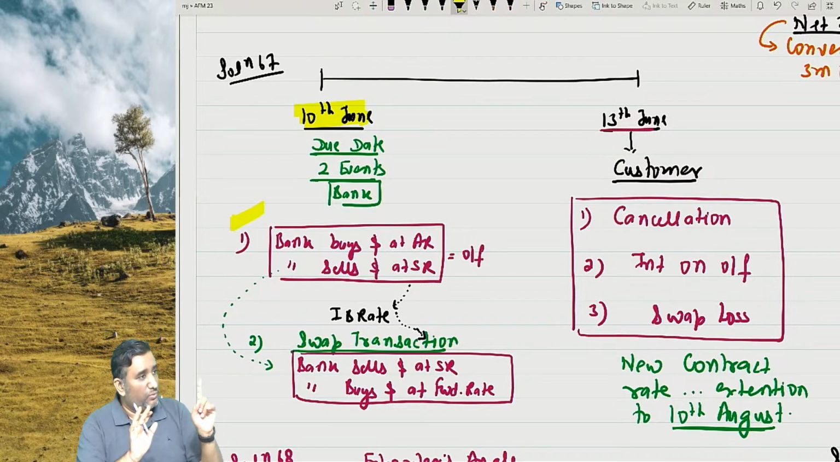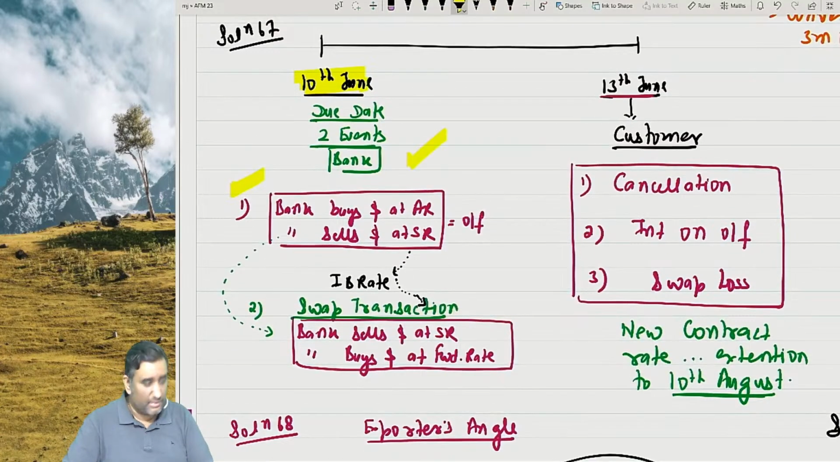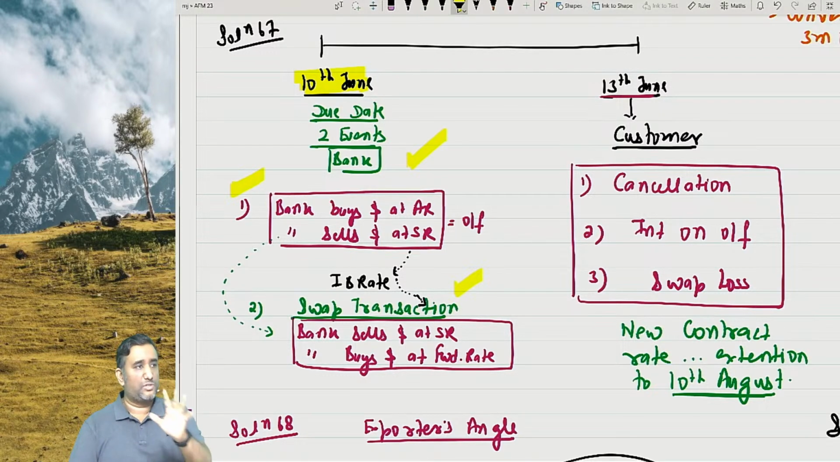You will pass only two entries on 10th June. One is what? This, and second is what? This. Now let's suppose exactly the same position. Today is 10th June, today was the date and you are a banker. You purchased something, no one came, you sold off, then you sold and created a swap.